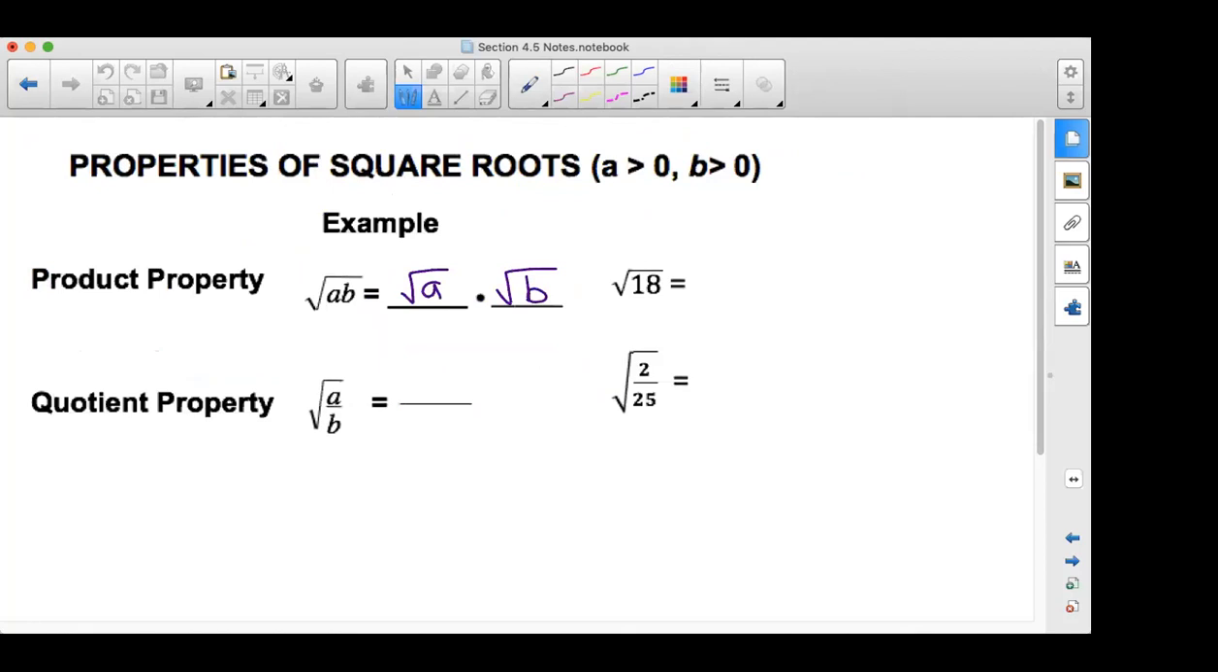Just like we did above, root 18, what two factors can we break 18 into? 2 and 9. Yep. So then what's root 9? 3. Yep. So then this could be 3 root 2.